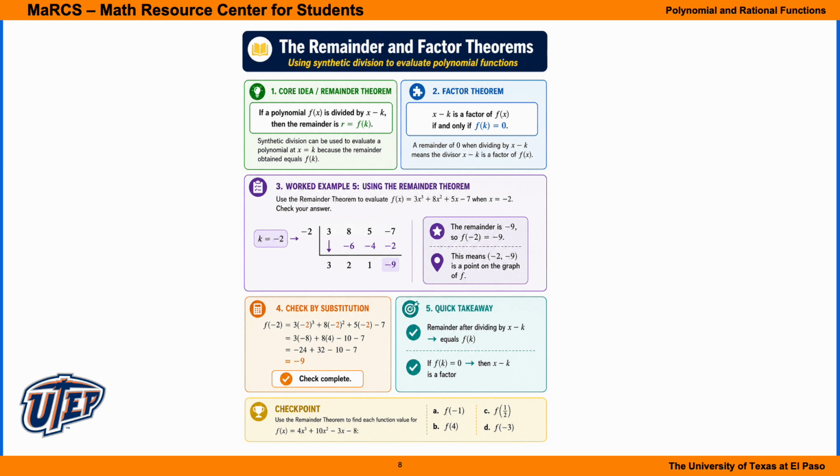Now we add 8 plus negative 6 will give us positive 2. Now we multiply negative 2 times 2, that gives us negative 4. Now we add 5 minus 4 is equal to 1.